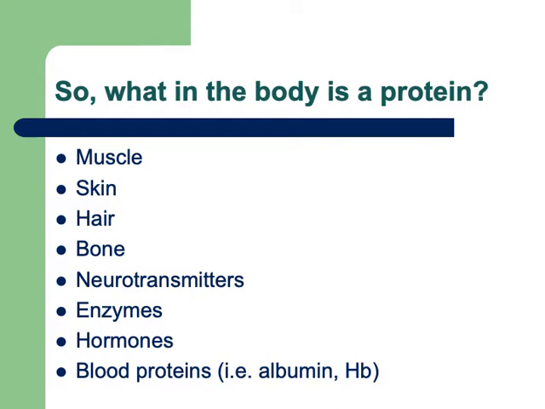Surprisingly, many things in our body are made up of protein. Specifically, our muscle, our skin, hair, bone, neurotransmitters, enzymes, hormones, and blood proteins such as albumin and hemoglobin are proteins. So protein is an essential part of our body. If we didn't have proteins, we wouldn't survive. And so protein is way more than just muscle. It encompasses every cell of our body.